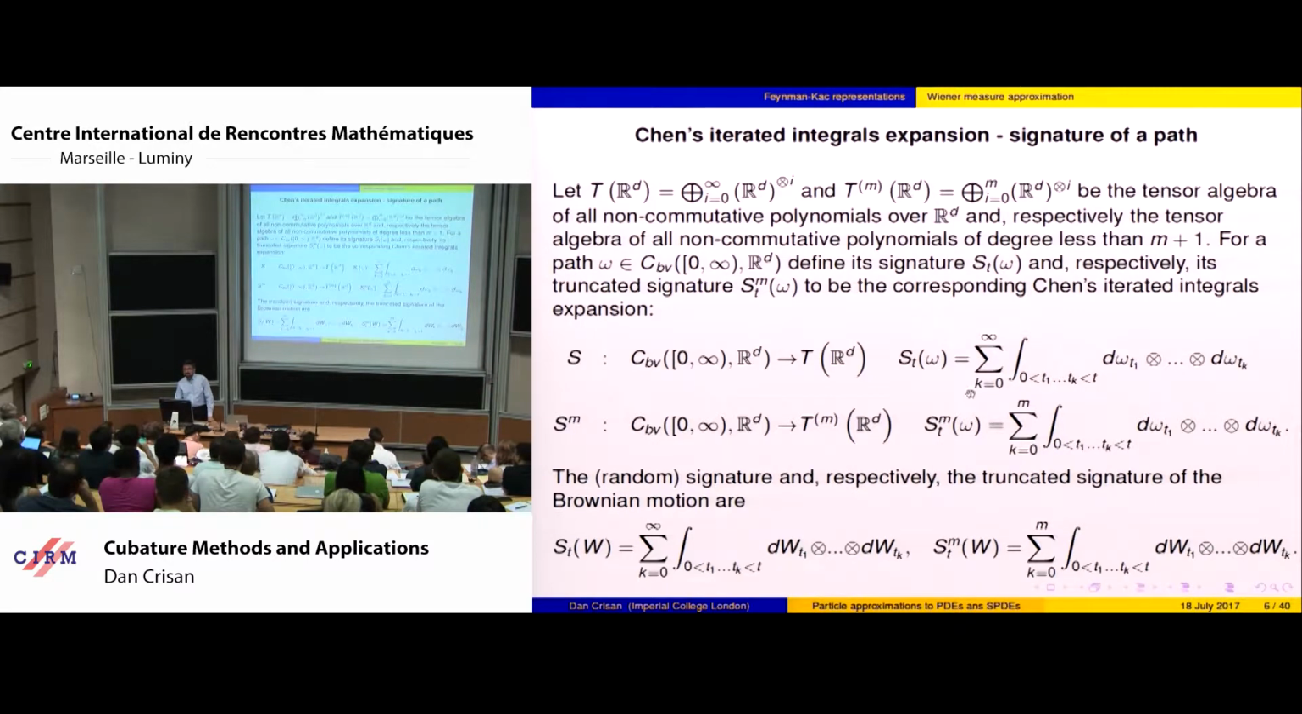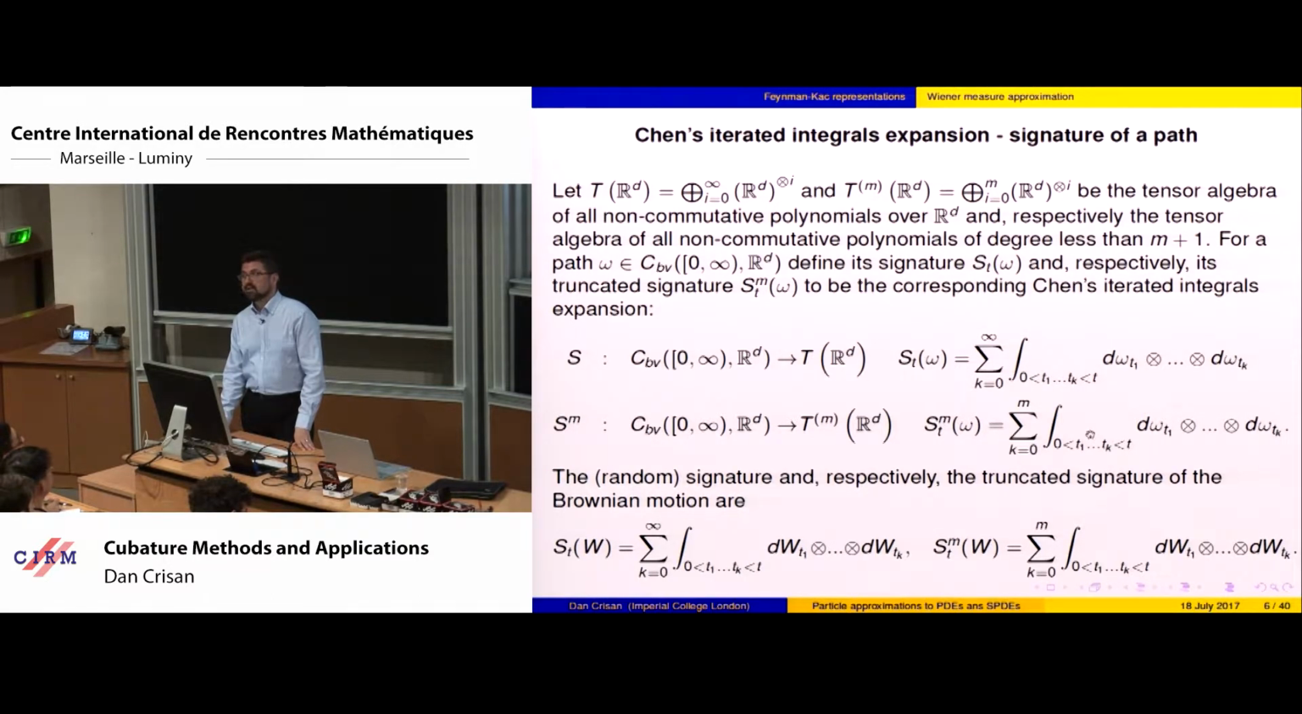And then the next thing that you can do is to truncate this object, right? So remember, eventually I'm only gonna care about the truncated signature. So to truncate this object, you just say, okay, I'm not gonna be interested to compute all the iterated integrals of all the orders. I'm only gonna be interested to compute the iterated integrals up to some order m. So the signature contains all the iterated integrals. The truncated signature up to order m contains all the iterated integrals up to order m. Okay, so that's what you have when you take a bounded variation path.